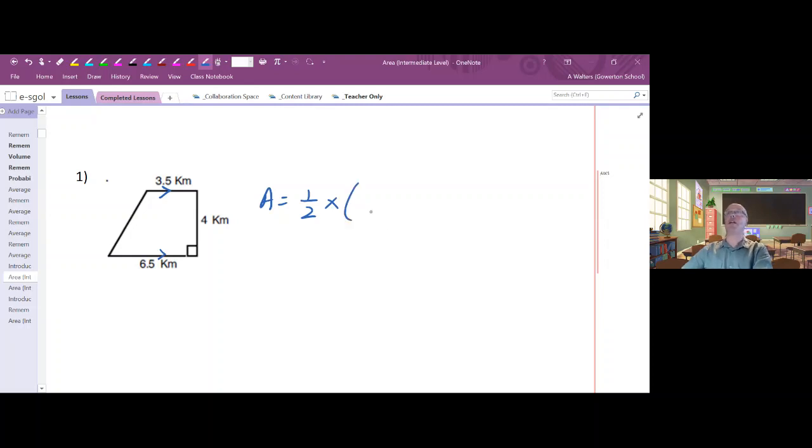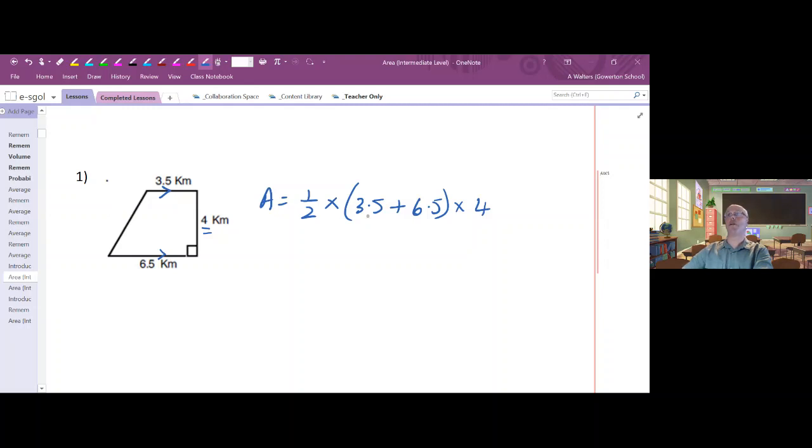It's not given in the formula on the front page, so multiplied by the sum of the two parallel sides, so 3.5 plus 6.5, or the other way around, and then you multiply it by the perpendicular height, which is the distance in between, which is 4. Okay, they may be tempted to give you a value there, but that would be there to throw you.